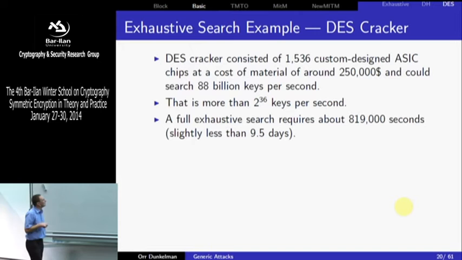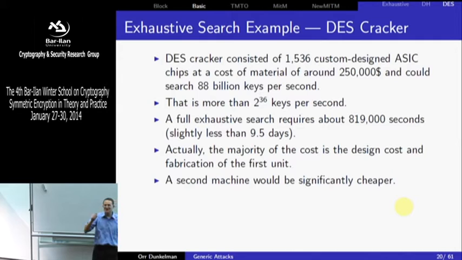Now, the majority of the cost is actually design. And if you have ever done ASIC design, you know that the first part is paying the engineer to do the design. Then you have to manufacture the prototype, and when it works, you go to mass production, and any additional unit costs significantly less. So you can easily build such a machine.